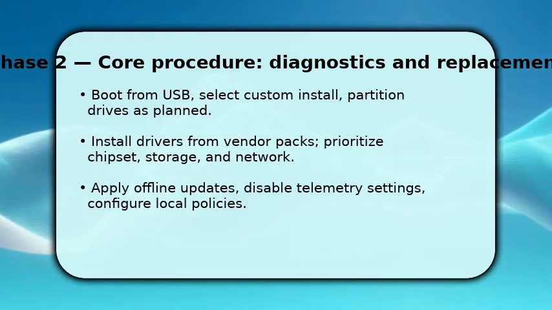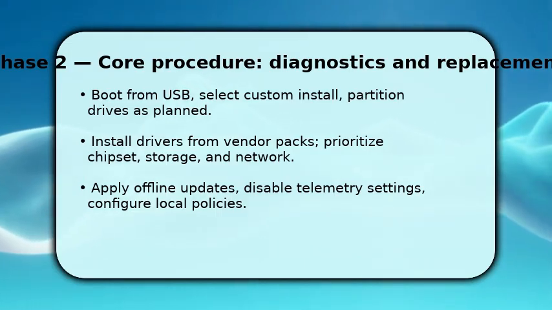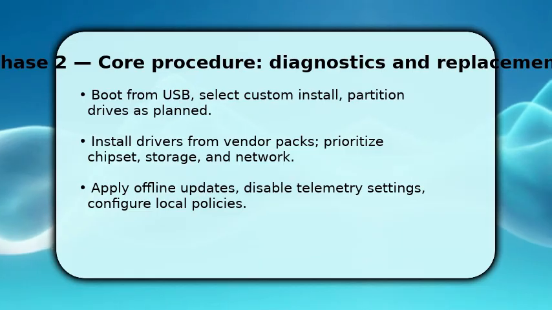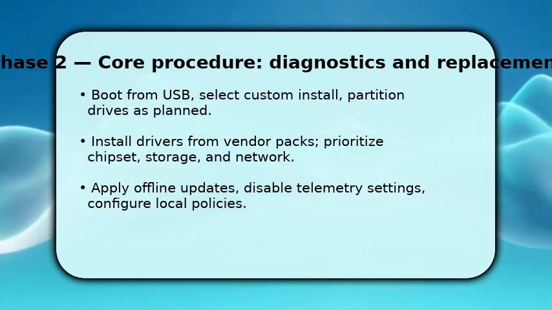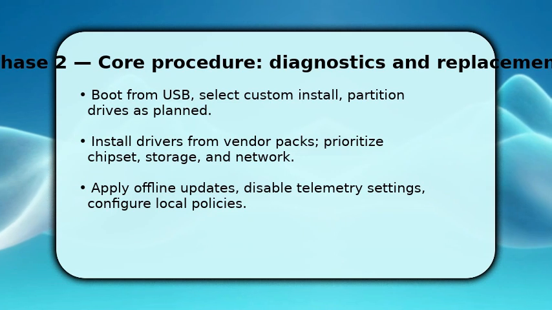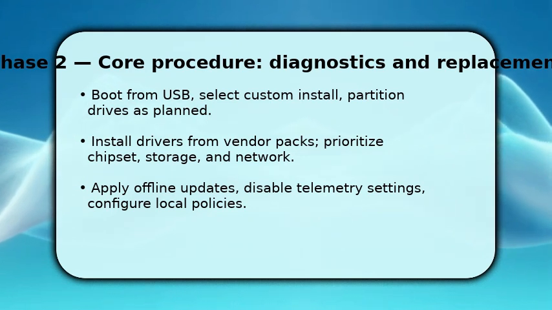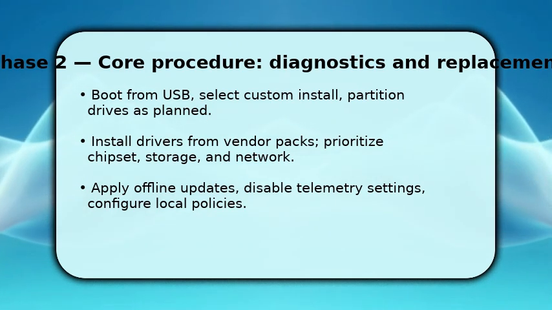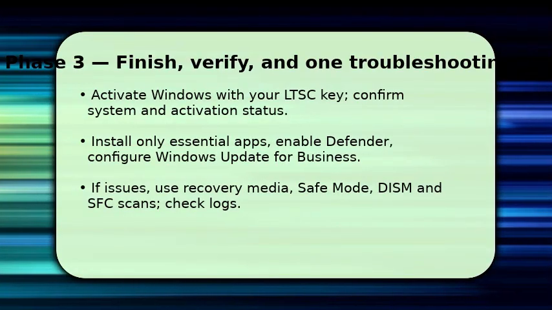Then apply offline updates and offline CAB drivers where necessary, and configure privacy and telemetry settings, plus local group policies, so the system matches enterprise stability goals. You now activate Windows with your LTSC key and confirm activation and update status. This ensures ongoing security updates.